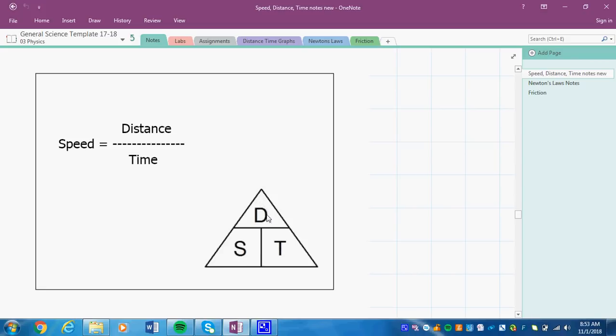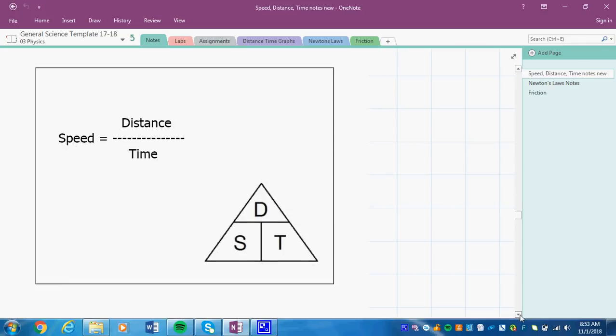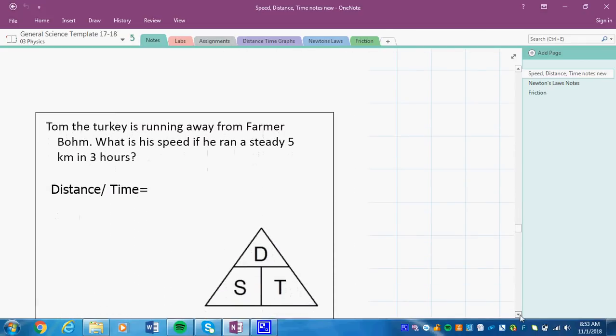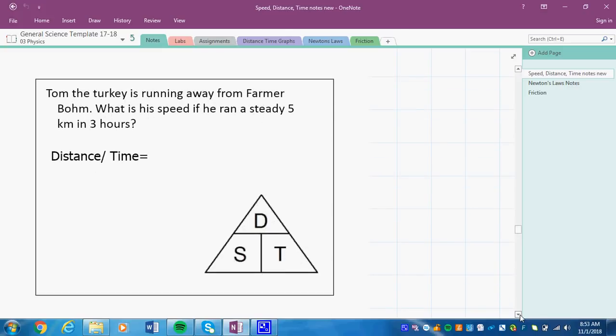But let's say you want to find out distance. Put the old thumb over distance. Now we have speed times time. And again, this triangle works pretty well, and it's a great way to do it. So I'll do this first practice problem with you, and I think it'll be pretty straightforward.